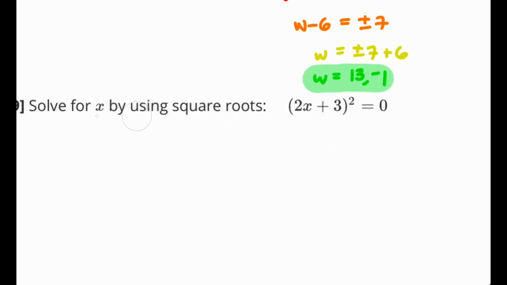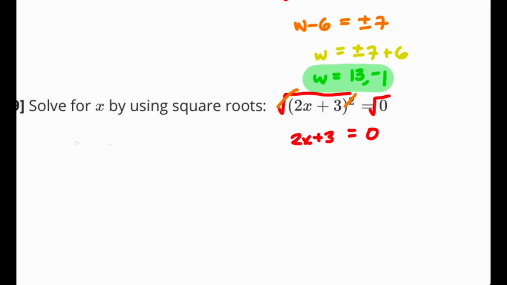Okay, next one, same kind of thing. We're going to square root both sides right away because it's already squared. The square is isolated. There is no plus or minus 0 with this, so you don't actually need to really worry about the square root of 0. The square root of 0 is 0 still, so that cancels.